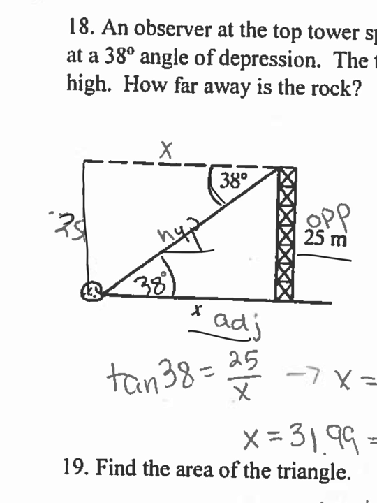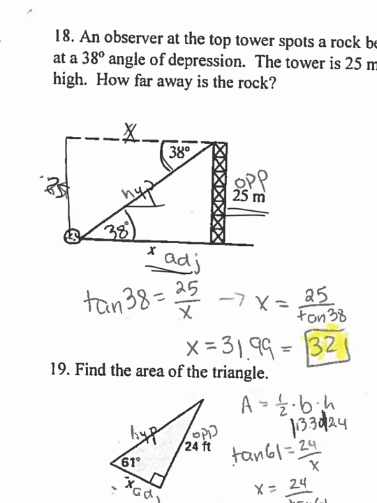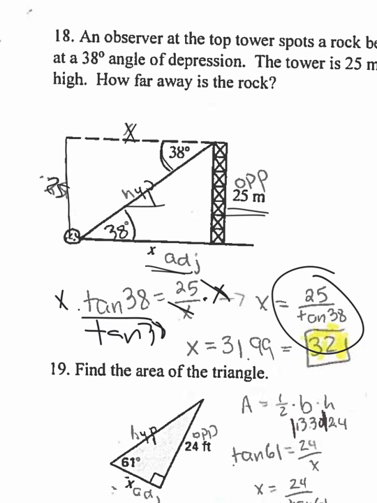If you make it a rectangle, then you can put 25 on this side, x on the top, because opposite sides of a rectangle match. And then you still do opposite, adjacent, hypotenuse. Opposite and adjacent, that's tangent. This time you get 25 over x, which, if you want to do the 2-step process, is times x to both sides, and then divide by tan 38. That's how you get to this over here. 25 divided by the tangent of 38 is 32.